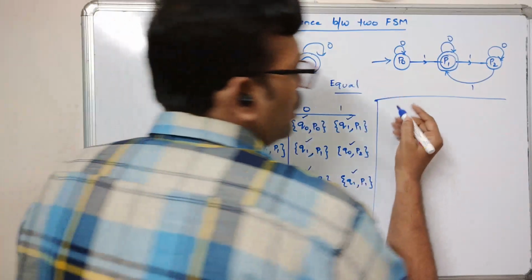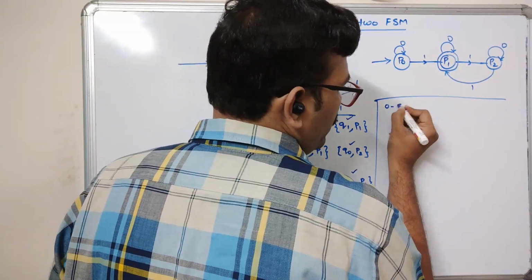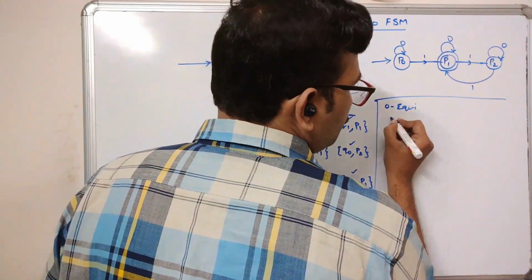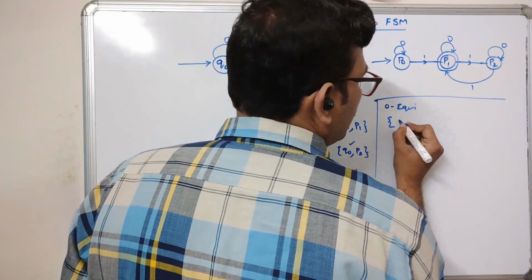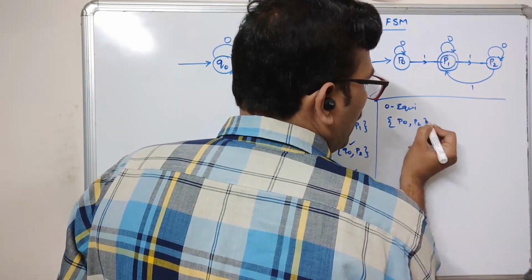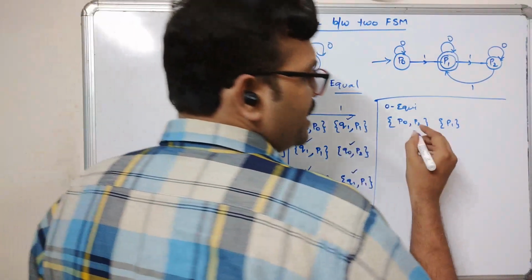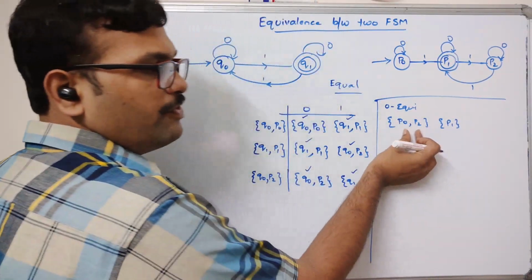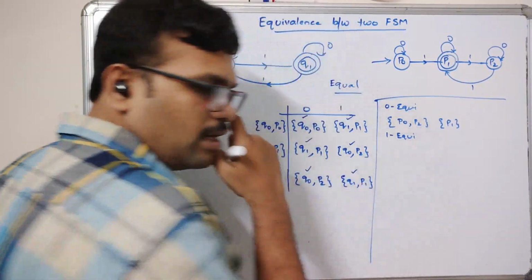Right? So now, in order to minimize, we need to find the zero equivalence. Zero equivalence means the set of final states and non-final states. So the non-final states are P0 and P2, and the final state is P1. And now you need to check the difference between P0 and P2. That is the one equivalence. All these things we have discussed in the previous session.